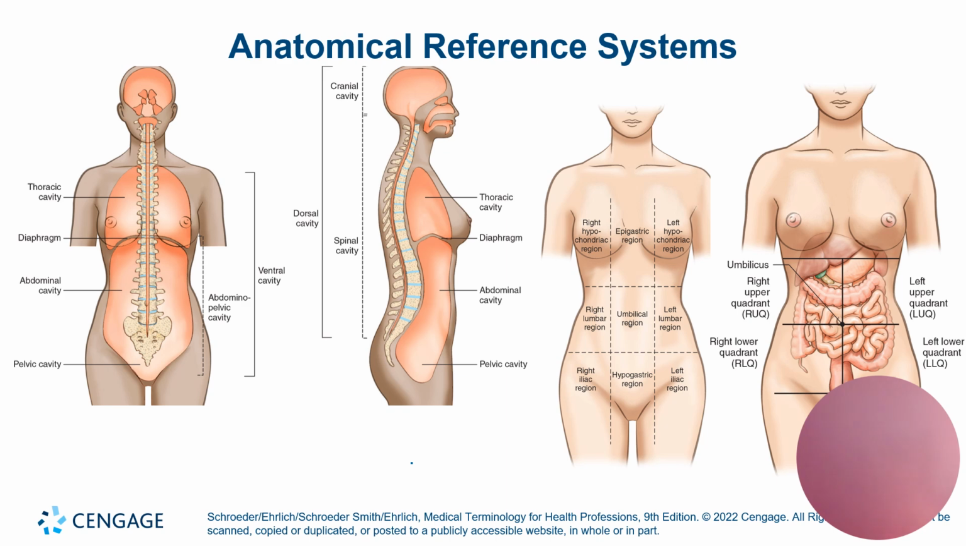We have the right and left iliac regions, which are located near the hip bones. And then we have the hypogastric region, which is located below the stomach.